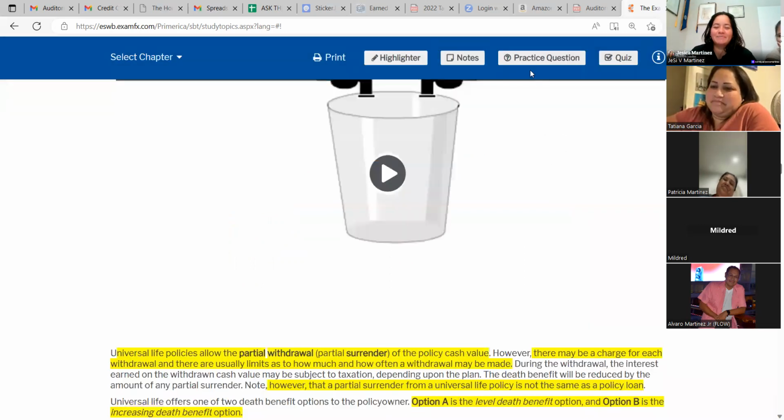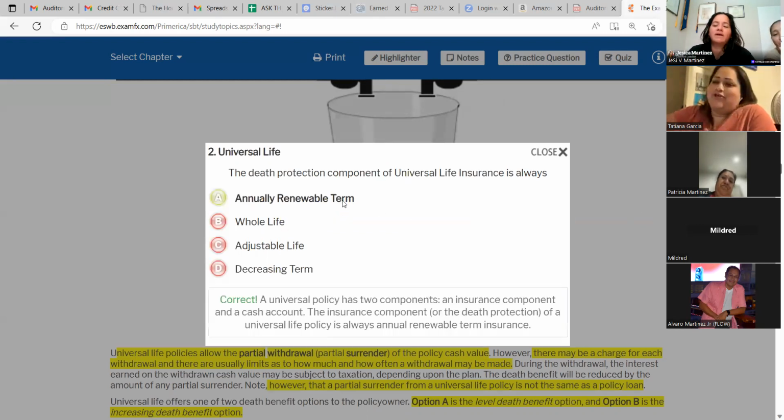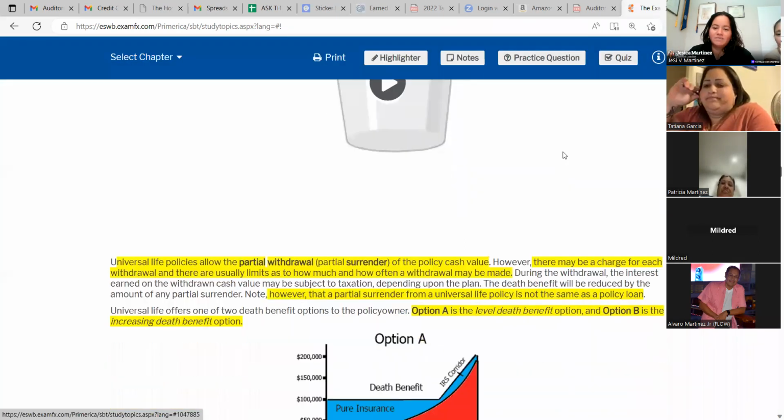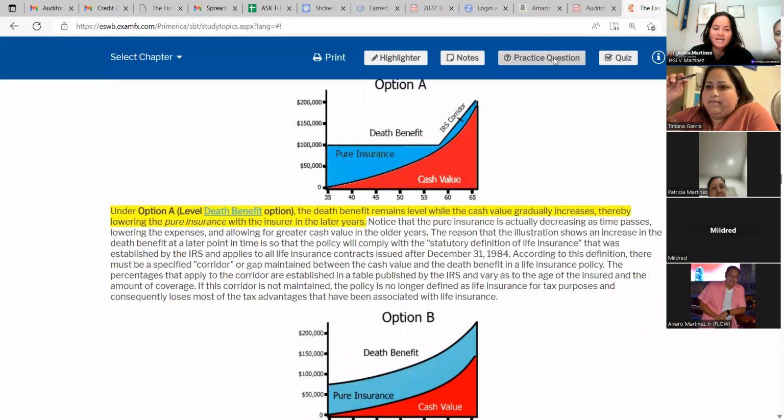Interest. Let's see again. The death protection component of a universal life insurance is always annually renewable. Annually. Perfect. Got it. Good job. Let's go a little bit more. The death protection, that was the same. Oh, okay.